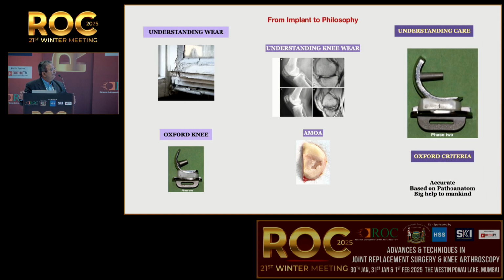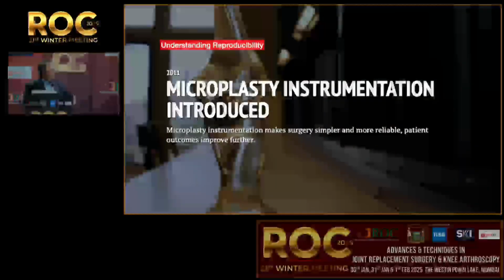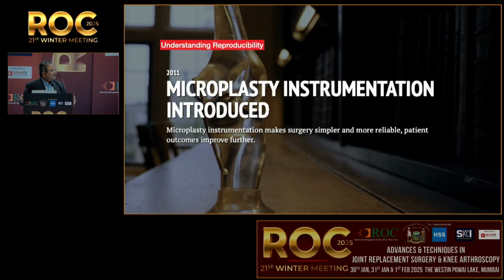Then there is a beginning of second phase. Clear Oxford criteria came accurately based on pathoanatomy. The most important thing is the microplasty instrumentation system since 2011, which is a more reproducible, consistent and easy way to achieve consistent results in your patients.